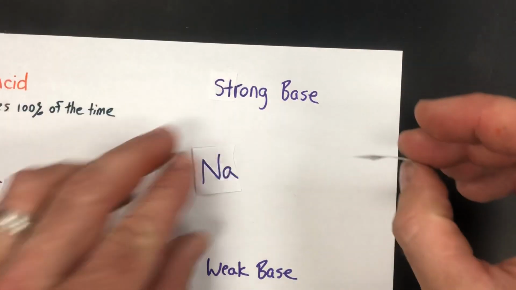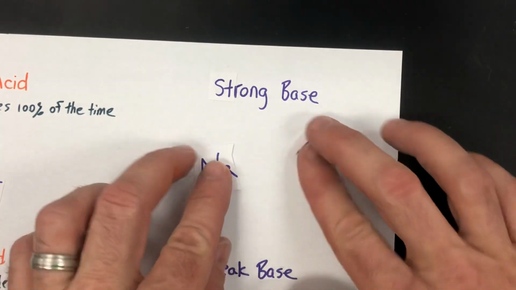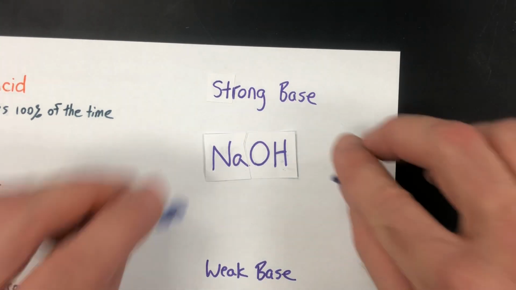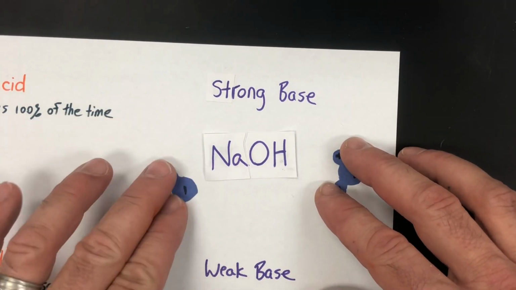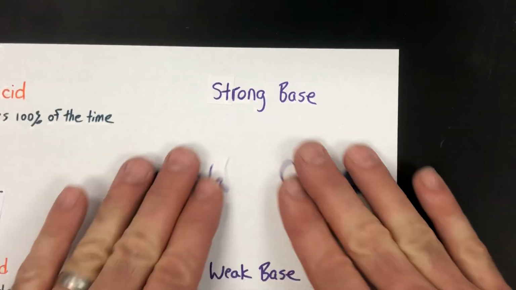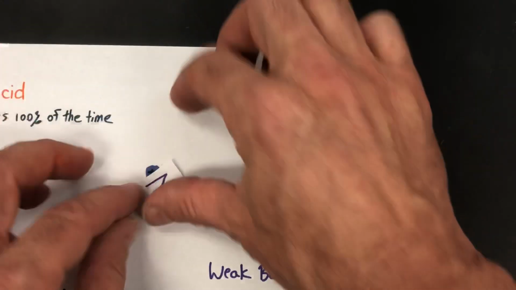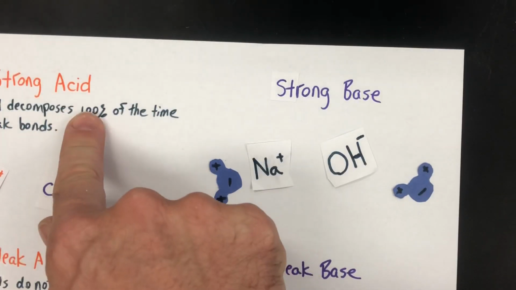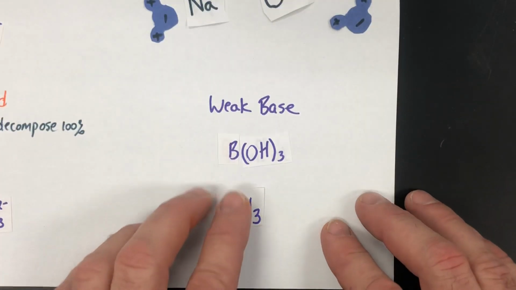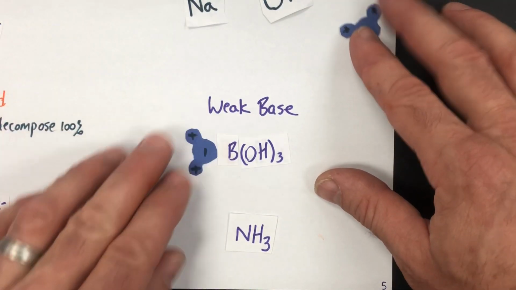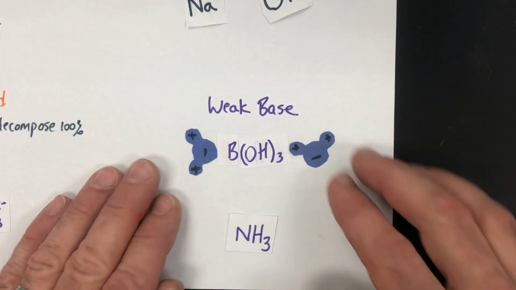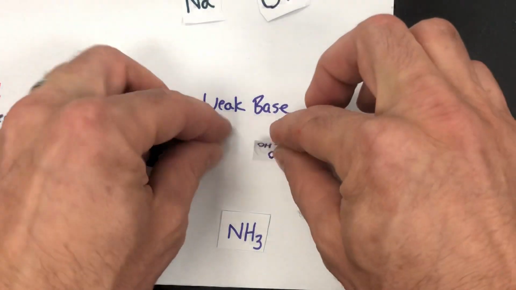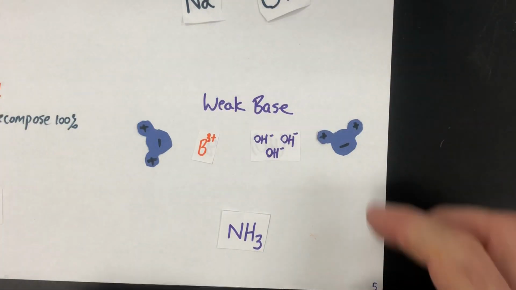Now, strong bases work just the same as the strong acids. So here's NaOH, sodium hydroxide. It's a very strong base, and that's for the same reason, because it's very easy for water to pull these apart, right? And then we get these ions. We get the hydroxide ions. That's what makes something a base. That happens 100% of the time. Weak bases don't. So weak base, this boron hydroxide, is very tough for water to pull apart. Only a very small percentage will actually break down into hydroxide ions.